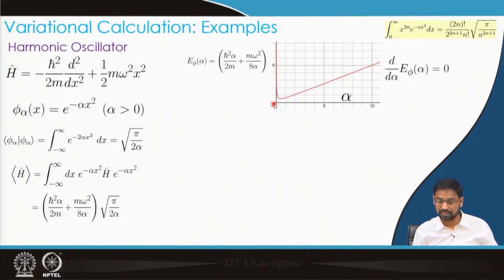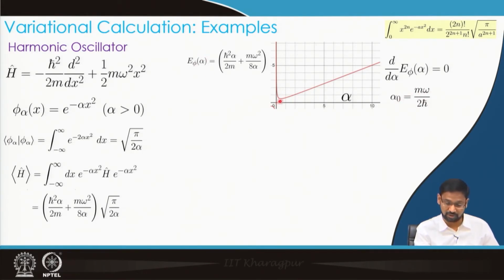I can do that analytically by simply ensuring that if I take the first derivative of this function with respect to alpha and make that 0, then I will find out the value of alpha which satisfies this condition. When I do this, I immediately get the result m omega divided by 2 h bar. So, this is my best value of alpha which minimizes this energy.